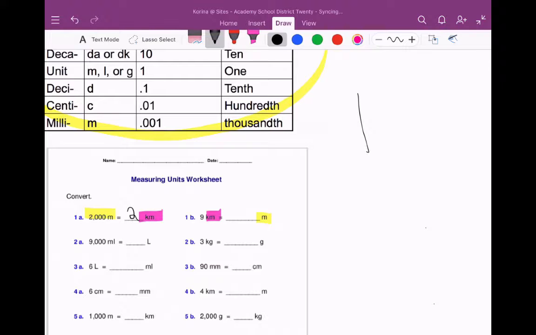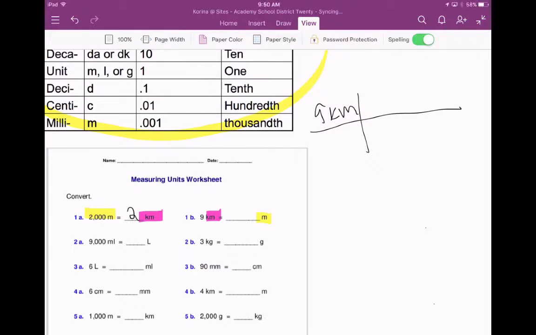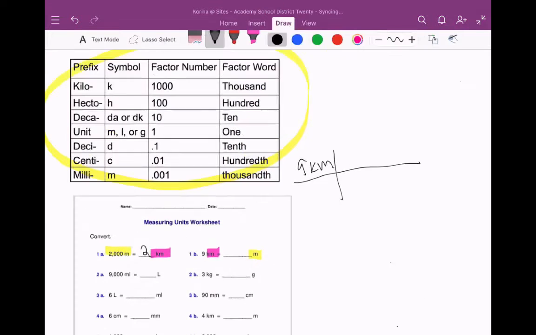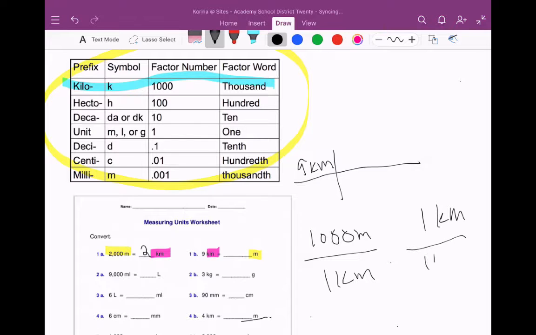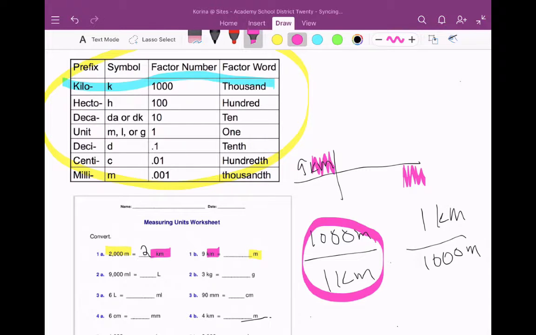First thing that we do is set up our t-chart. We're going to put what we know in the top left, 9 kilometers. And then we need to look at our unit factors. We know that we are going to use this unit factor. There is 1,000 meters per 1 kilometer, or we could write it as in 1 kilometer, there are 1,000 meters. We want to have our kilometers here on the top cross out with kilometers here on the bottom. So we're going to use this conversion factor.